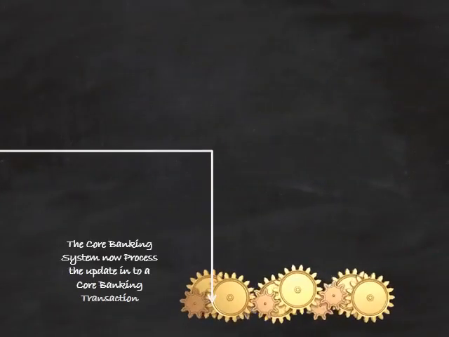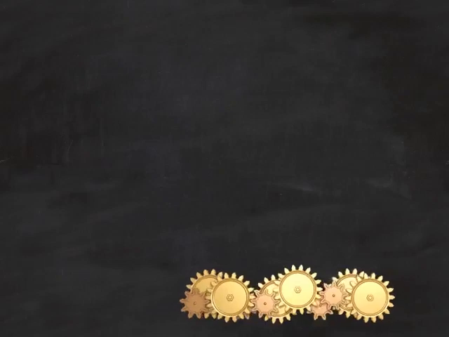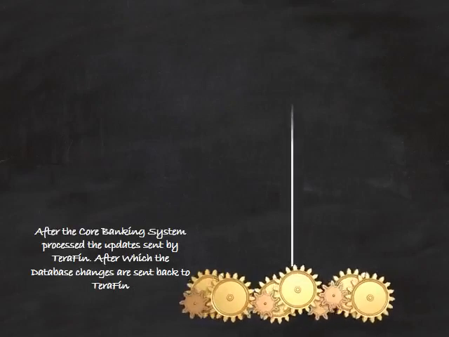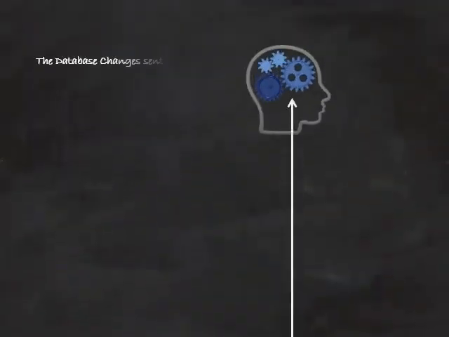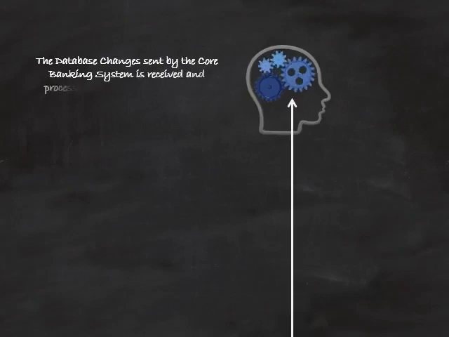The core banking system now processes the update into a core banking transaction. After the core banking system processed the updates sent by TeraFin, the database changes are sent back to TeraFin. The database changes sent by the core banking system are received and processed at the clone server level of TeraFin.